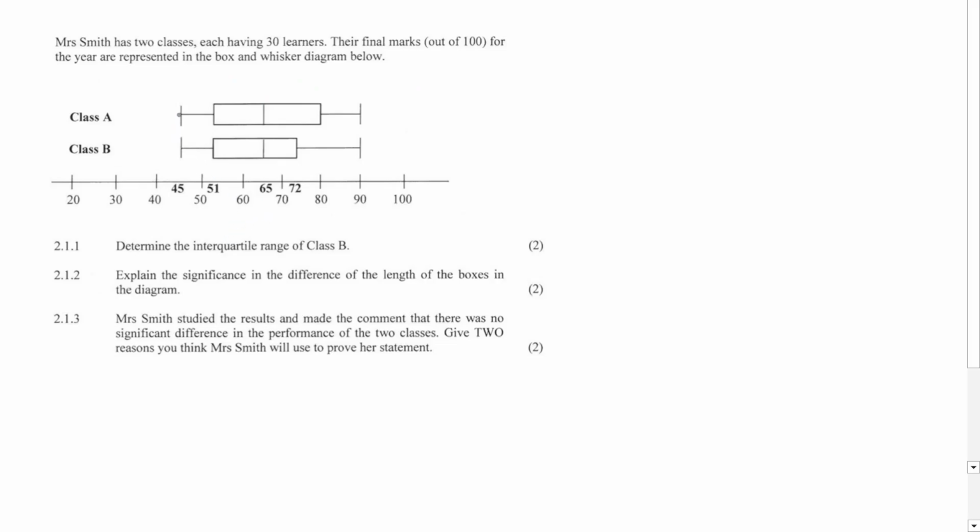So we notice a couple of similarities. They've got the same min, same max, same lower quartile, same median. So actually the only difference is the upper quartile. Determine the interquartile range of class B. Interquartile range is Q3 minus Q1. That's the interquartile range. And so that would just be 72 minus 51, which is 21.